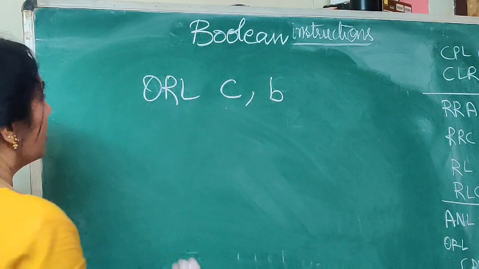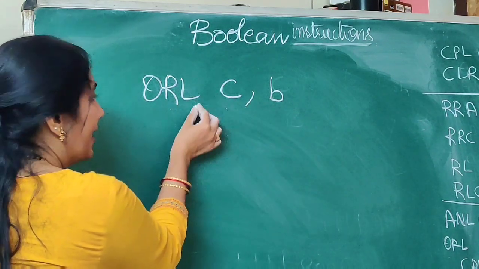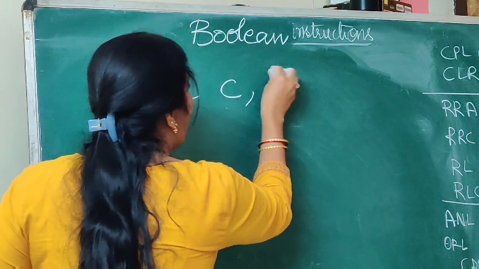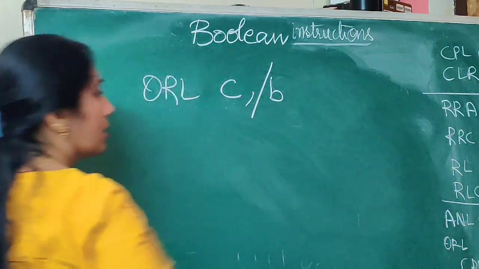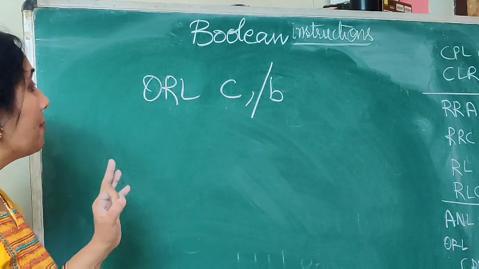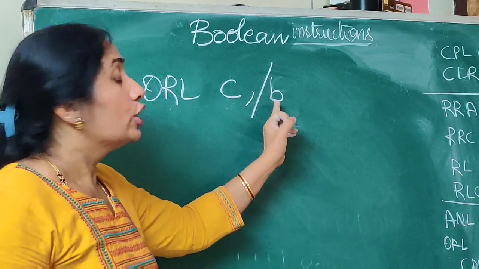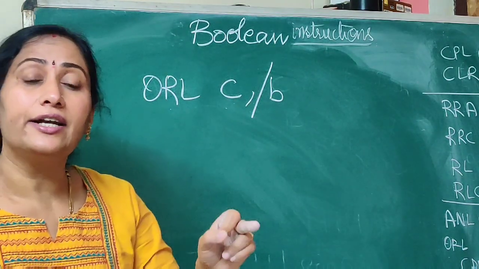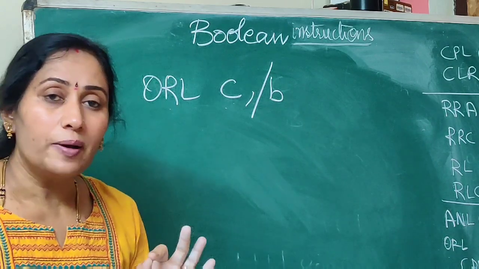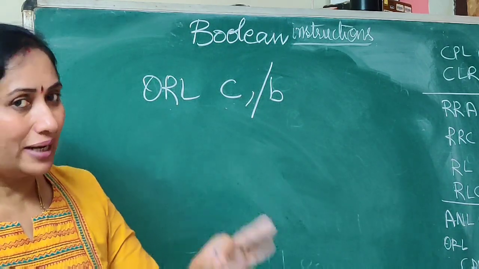So here one more instruction I am going to have, ORL C, slash B. What's going to happen? Here the complement of the content of the bit address.